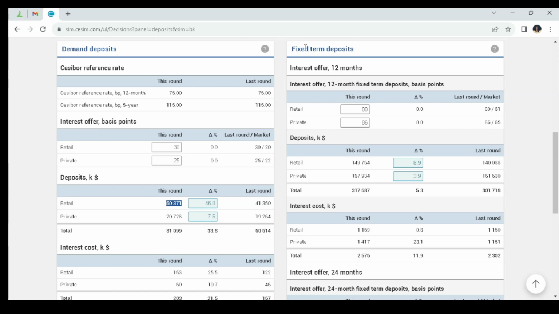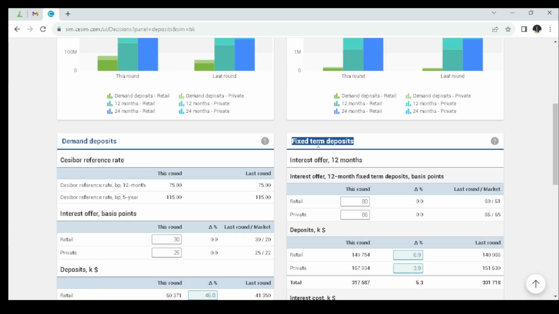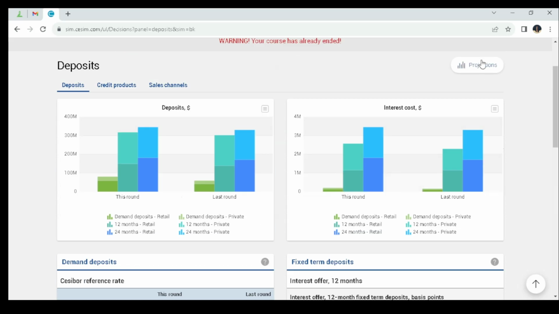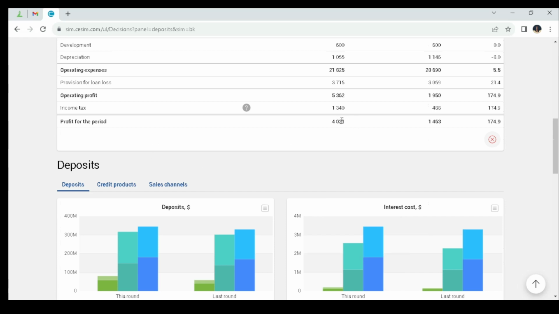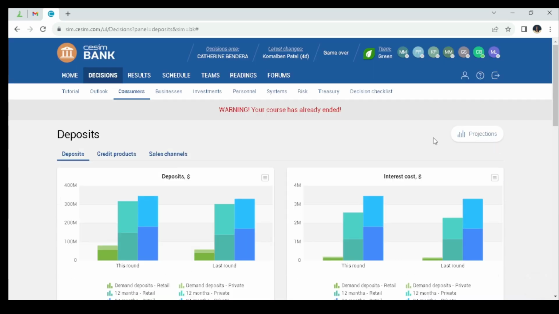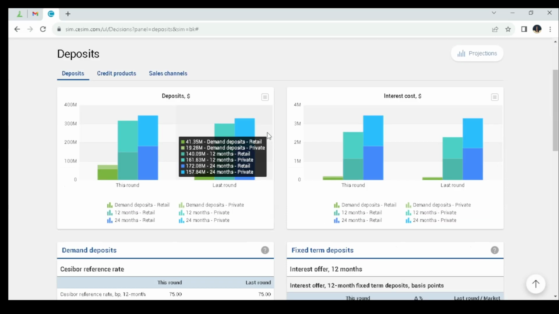Next we have the fixed term deposits, but before that you should know that everything in this simulation is linked. Everything you put under the decisions or estimates will appear in your bank balance sheet, so that when you press on the projections, you can clearly see the amount of profit that you are making. Any decisions you put will directly appear on the balance sheet. Okay, that's how we do the demand deposit.